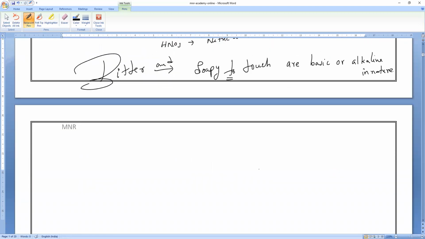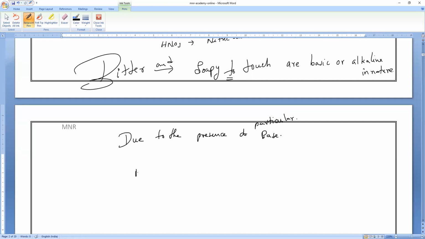So now remember, why are they basic in nature? Due to the presence of some particular base. Clear, everybody? Some particular base or alkali is present in them. So that is why they are actually bases.